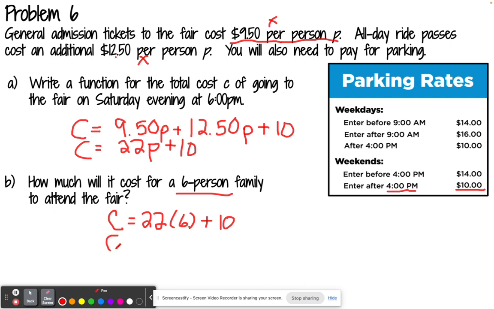Well, 22 times 6 is going to be 132. That one I'm pretty confident about. Plus my $10. So the total cost of a family of 6 going to the fair after 6 p.m. on a Saturday will be $142.